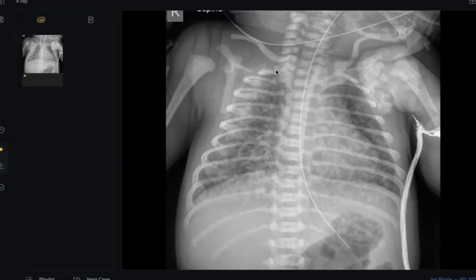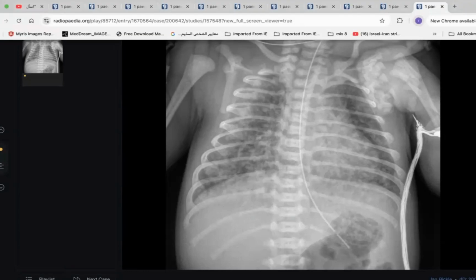Did you exclude complications like pneumothorax or pneumomediastinum? Yes, I did exclude pneumothorax. Okay, thank you so much. Sometimes meconium aspiration shows cord-like opacity. Next candidate.